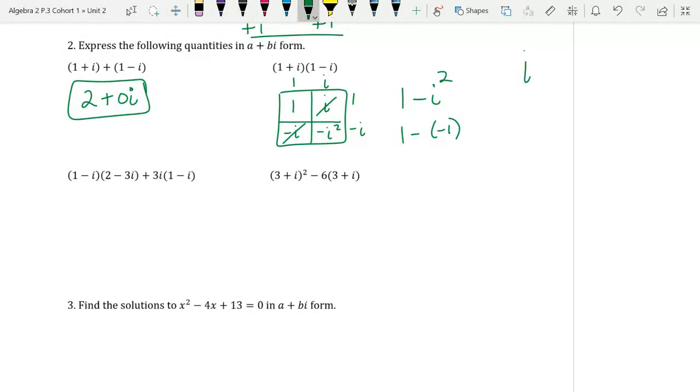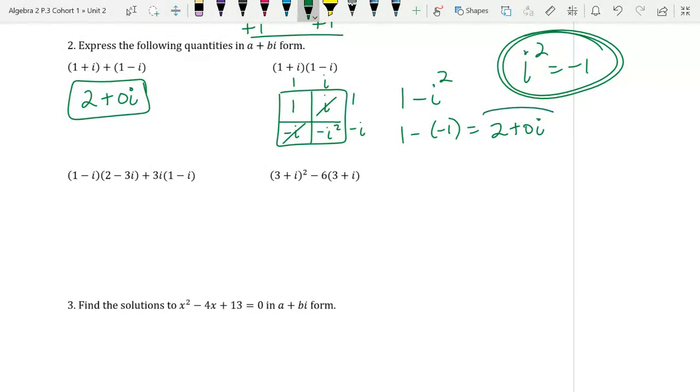That's something that we should remember. It's a big concept here, right? That's something we need to remember. So if I evaluate this, I just get 1 plus 1, which is 2, plus 0i. You can even type that one in the calculator.